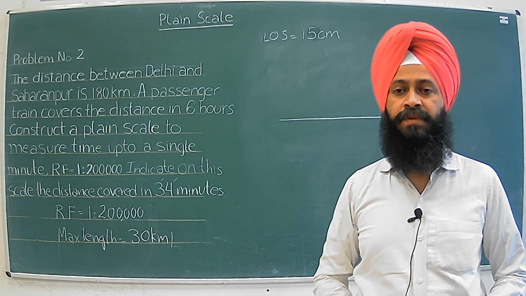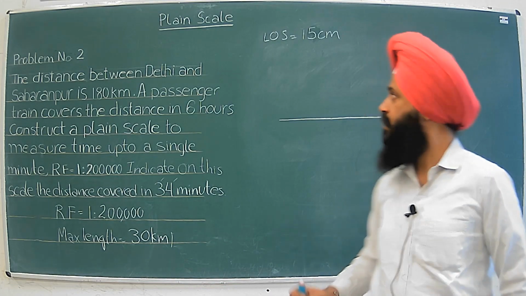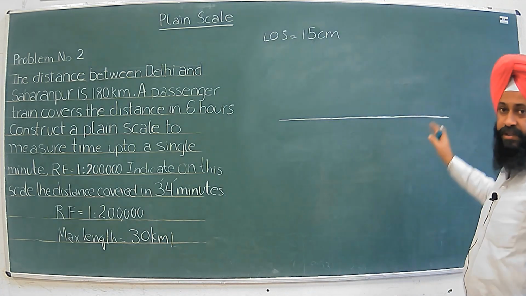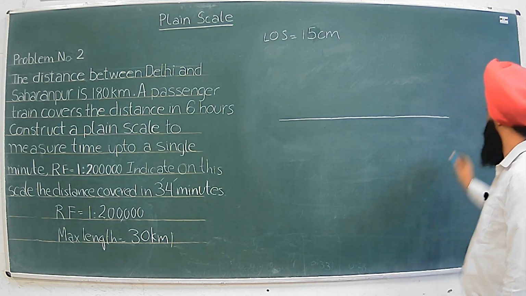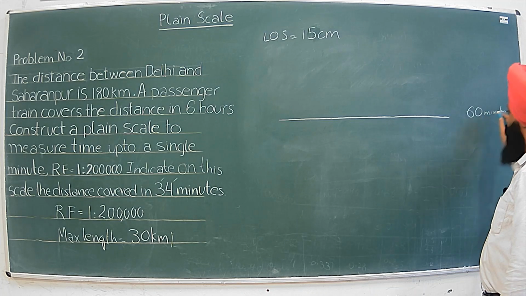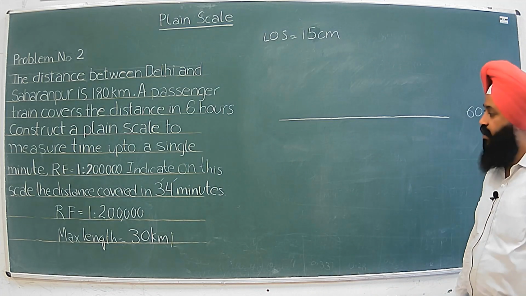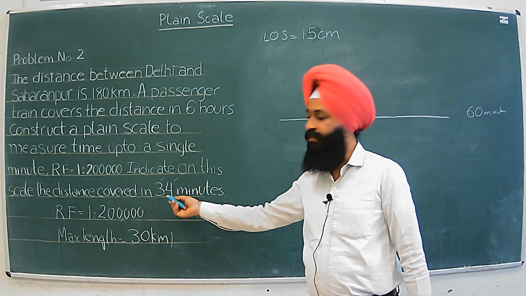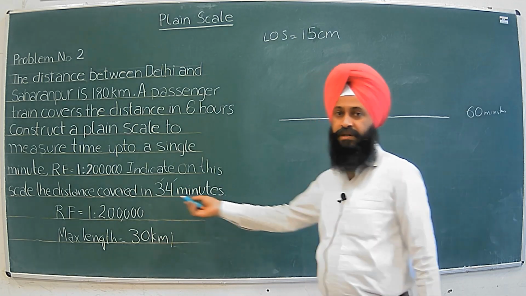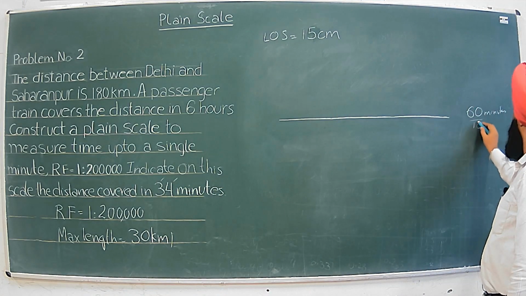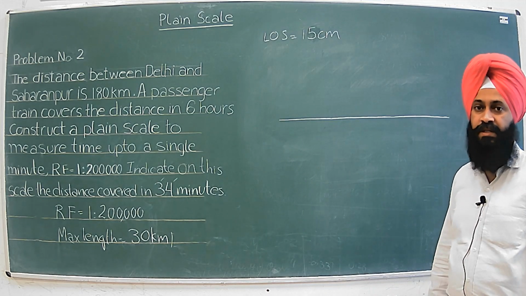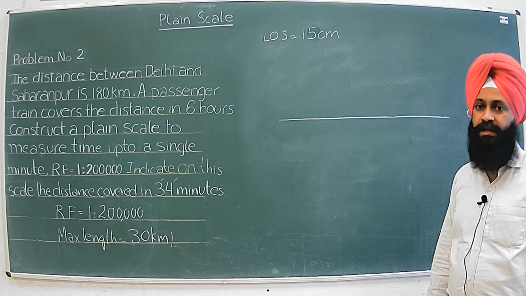So we'll start with construction of the scale. The length of scale is 15 centimeters, so we draw a line equal to 15 centimeters. Now this line represents 60 minutes. We are to show a single minute and measure 34 minutes, so we have tens of minutes as the bigger unit. We divide 60 by 10 and we get 6. So we'll divide this line into 6 equal parts and each part will represent 10 minutes.